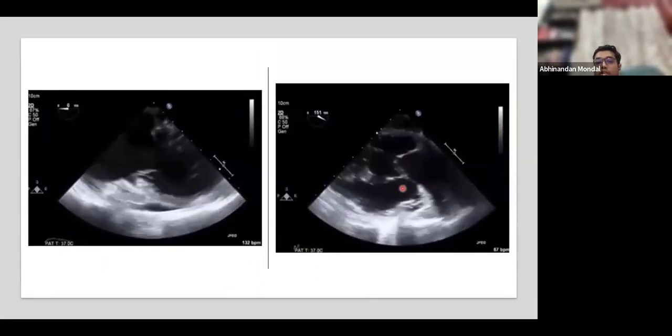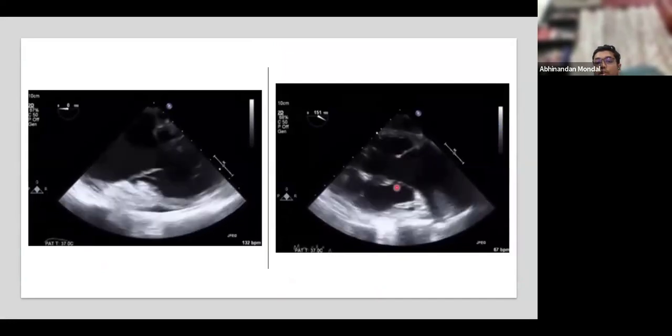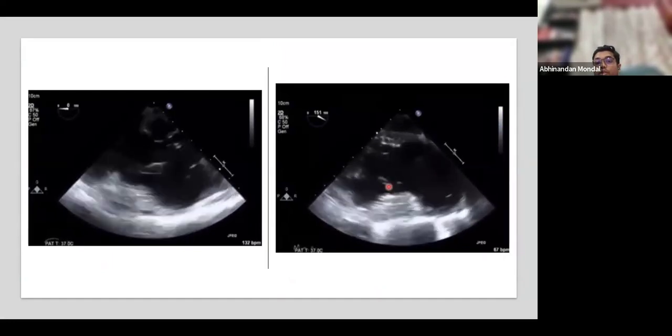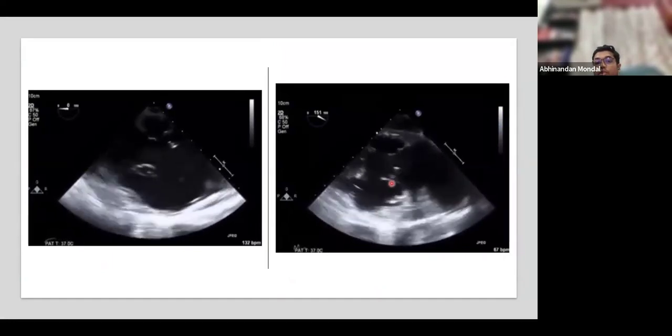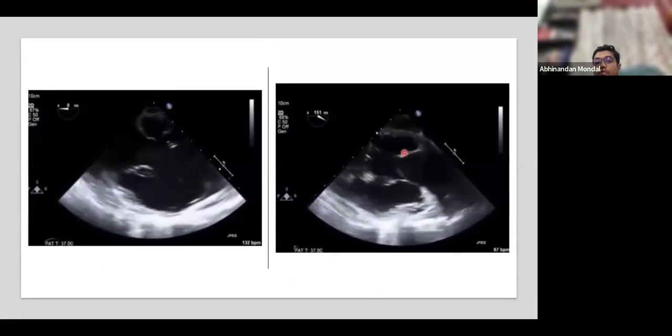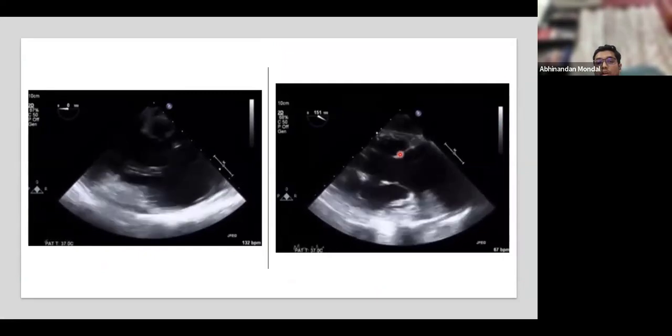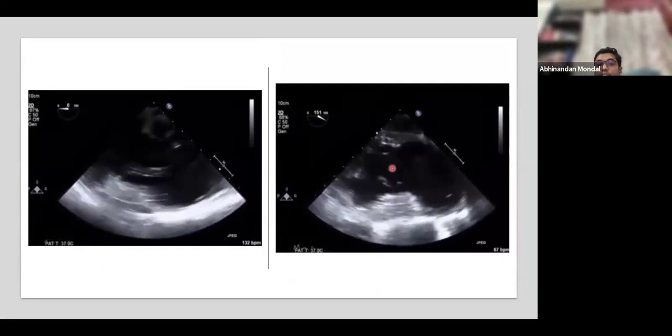There is an interesting patient. You can see over here there is no movement of these two leaflets. This is the transgastric RV inflow view. There is no movement of this leaflet and there is no movement of this leaflet. Only the septal leaflet is trying to close the orifice. This is a case of a carcinoid.